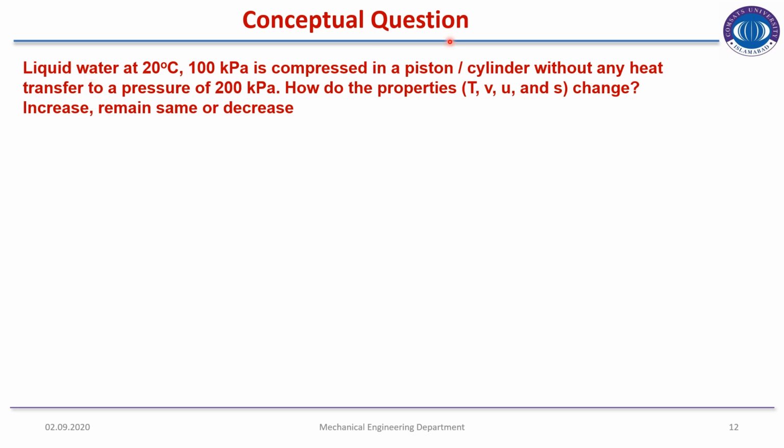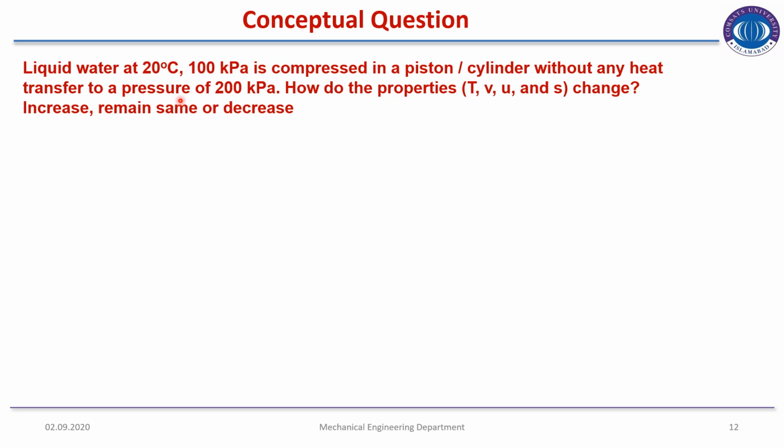So another conceptual question and answer. Liquid water at 20 degrees centigrade and 100 kilopascal is compressed in a piston cylinder without any heat transfer to a pressure of 200 kilopascal. So we have been given four properties. This question is somewhat similar to the previous one as well.